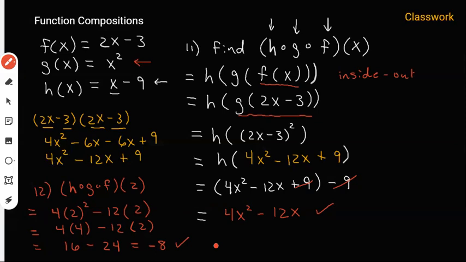So that's 11 and 12, and hopefully that'll help you out with the rest of the problems in that section.